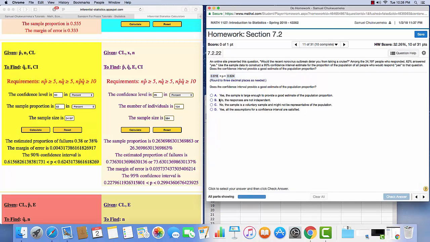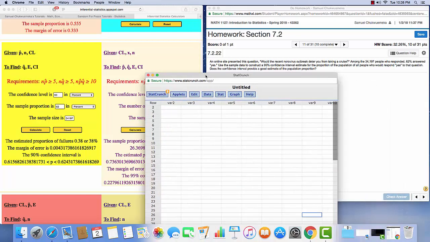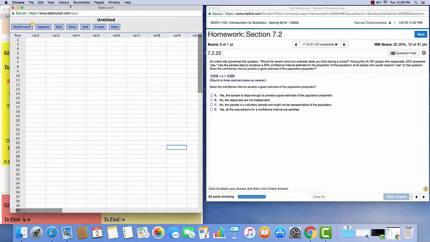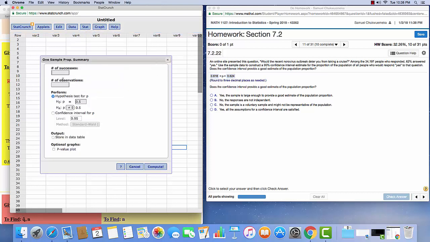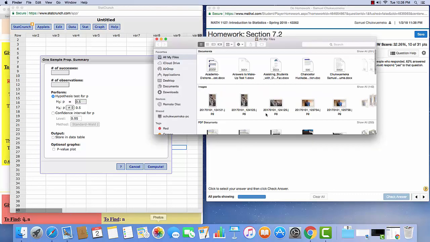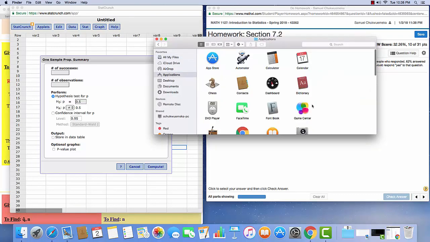Okay, let me show you how you can do this with Statcrunch. Now with Statcrunch, you just have to be a little bit more careful. You go to stats, proportion stats, one sample with summary. They did not give us the number of successes. So how do we get it? Let me get a calculator.